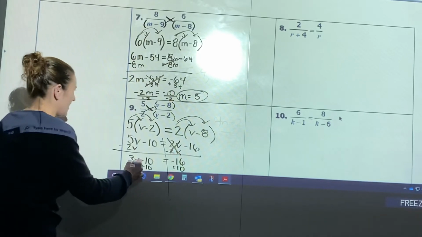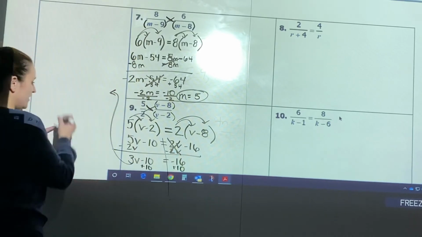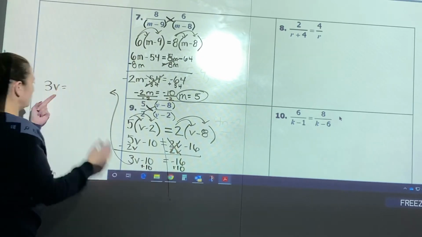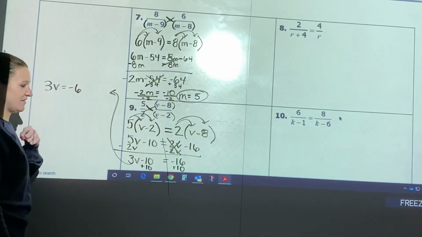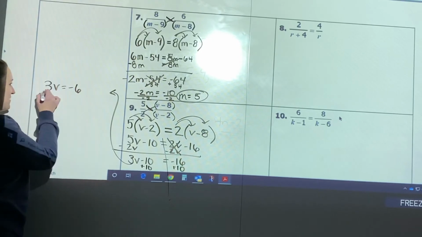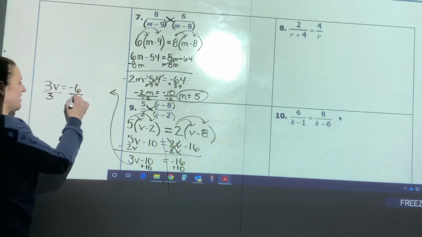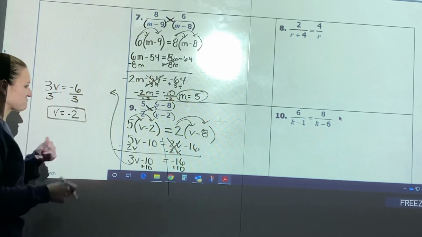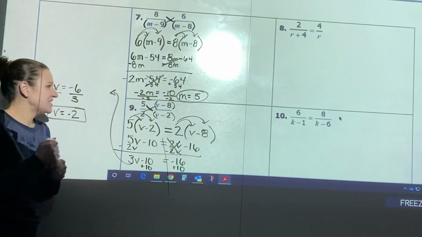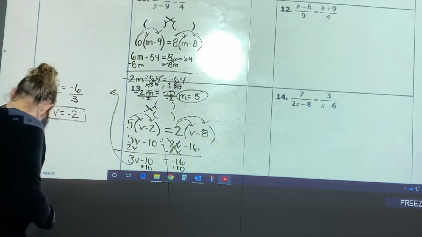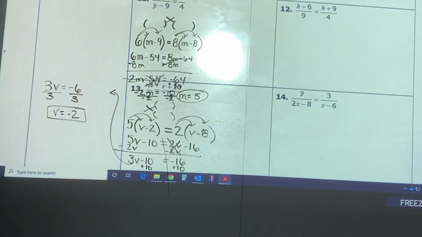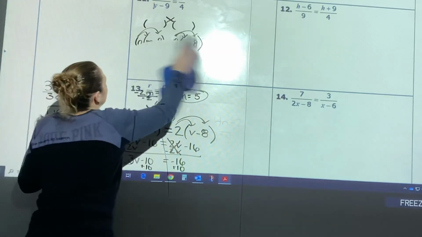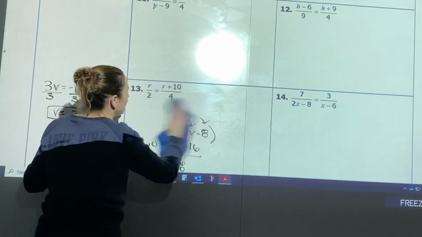Hopefully you were able to see this, but if not, I'll just throw it right up here. So we have 3v equals, because I added my 10 on both sides, I'm going to have -6. Last step for this one, divide by 3, and v equals -2. All right, not too bad. Let's take a look at the next one. Number 11. Let me just erase all this here.